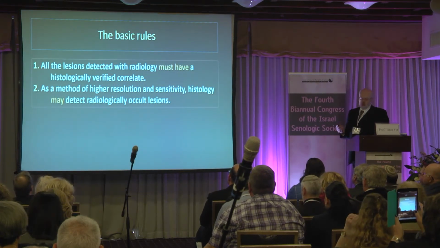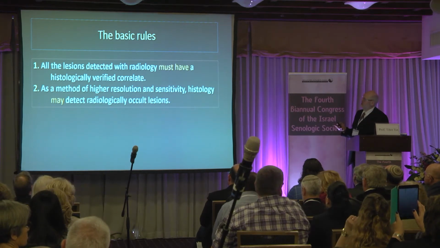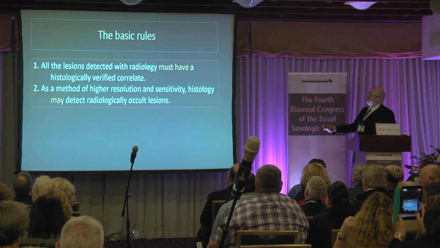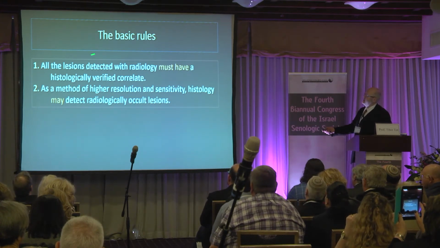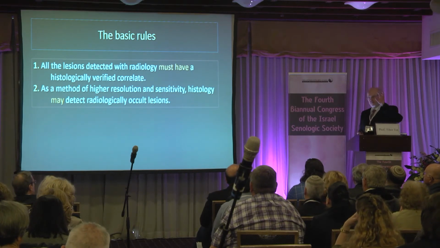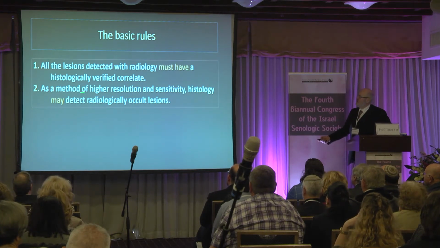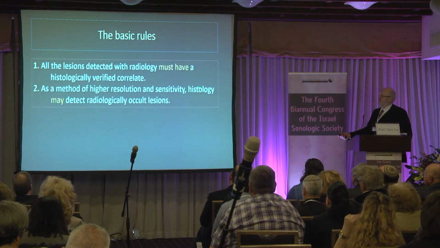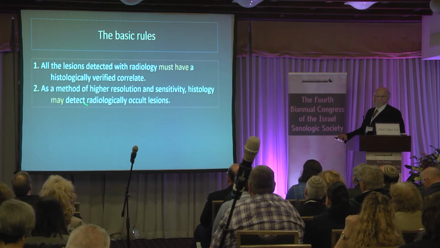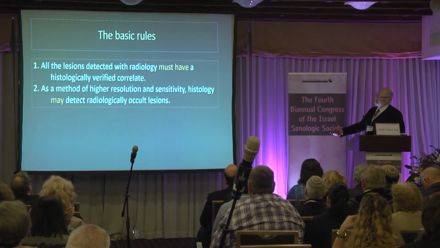And the basic rule in radiological pathological correlation for the pathologist is the following. All the lesions detected with radiology must have a histologically verified correlate. Yes, it was a cyst, yes, it was a fibroadenoma, but this was a cancer. As a method of higher resolution and higher sensitivity, histology may detect radiologically occult lesions. So this is a must, this is a may.